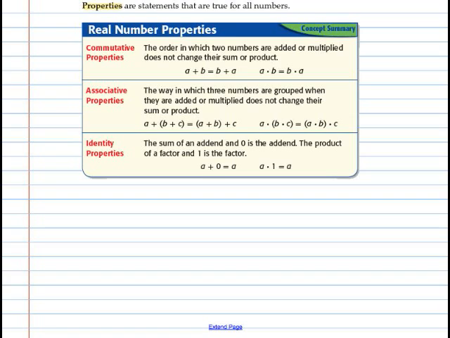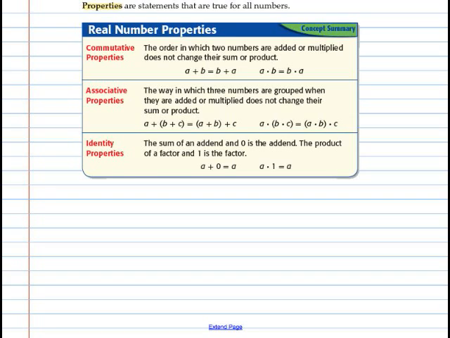The associative property says the way in which 3 numbers are grouped when they are added or multiplied does not change their sum or product. Again, you can see these examples. Here they've grouped the B and the C first, and in the second example they've grouped the A and the B first. You're going to get the same answer either way, whether it's addition or multiplication.